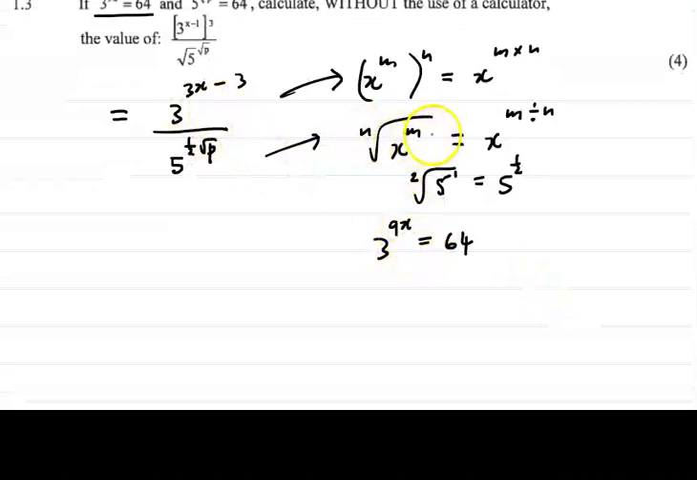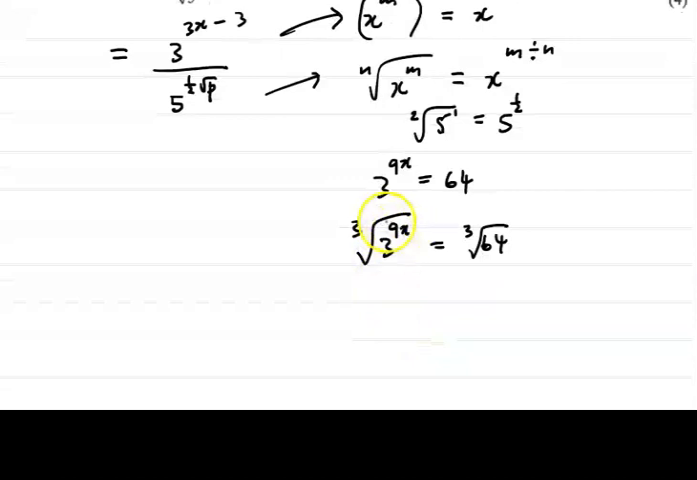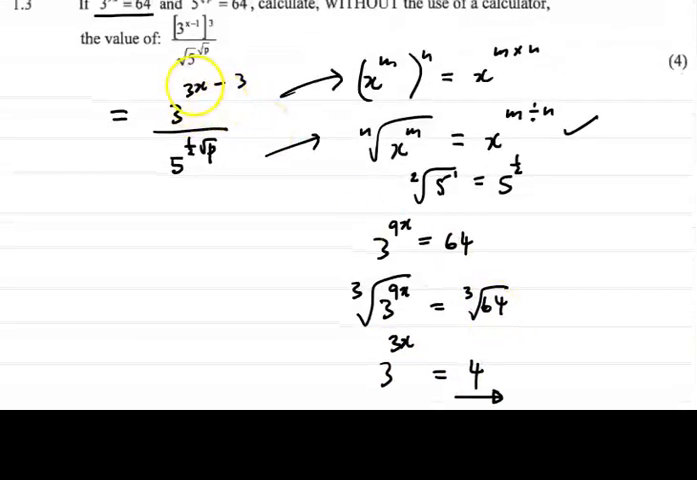Still using this particular rule, if I take the cube root of both sides, now remember 64 is a perfect cube. If I take the cube root of both sides, it will be 3 to the 9x equals the cube root of 64. I'll be left with 9x divided by 3 according to the rule I just discussed. So it will be 3 to the 3x equals the cube root of 64, which is 4. So now I've got 3 to the 3x is equal to 4, and this part is sorted out.